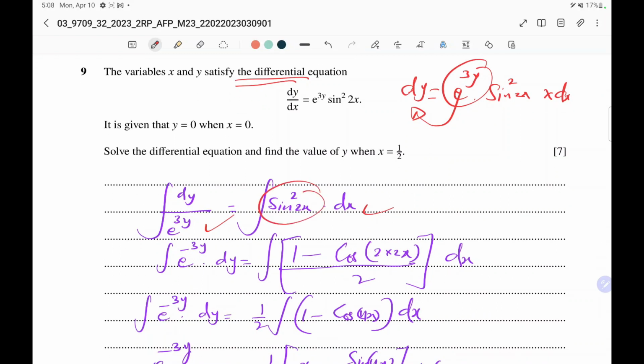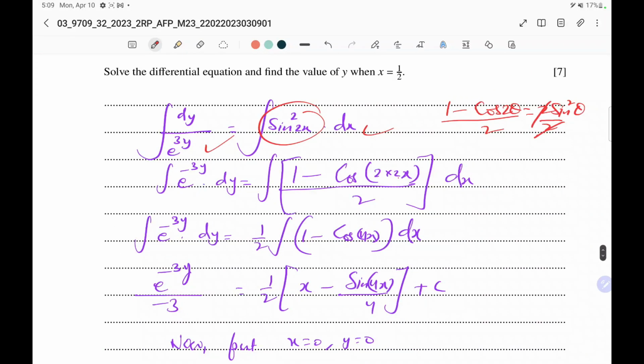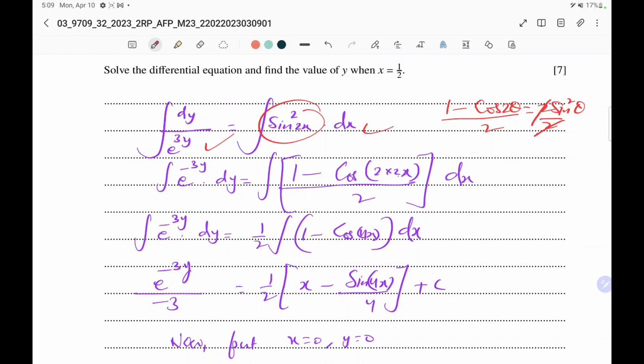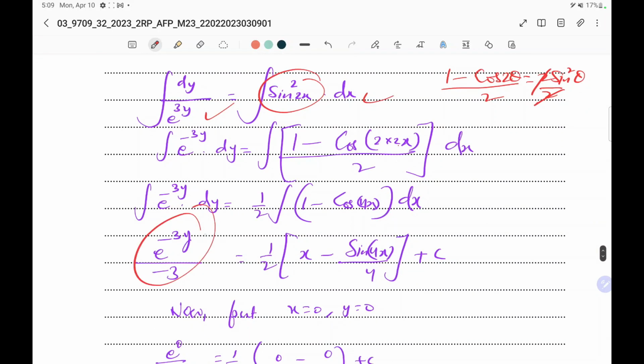We cannot integrate this directly, but we know the result 1 minus cos 2 theta is 2 sine squared theta. Divide by 2, so sine squared theta is 1 minus cos 2 theta over 2. So sine squared 2x is 1 minus cos 2 times 2x over 2. So e to the power minus 3y, integration of that, and half 1 minus cos 4x dx. Integration of e to the power minus 3y is e to the power minus 3y over minus 3, then half of x minus sine 4x over 4, plus c.